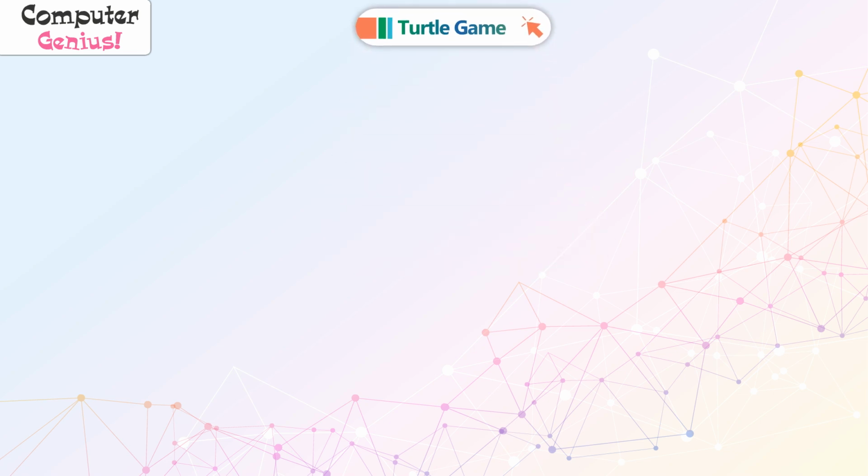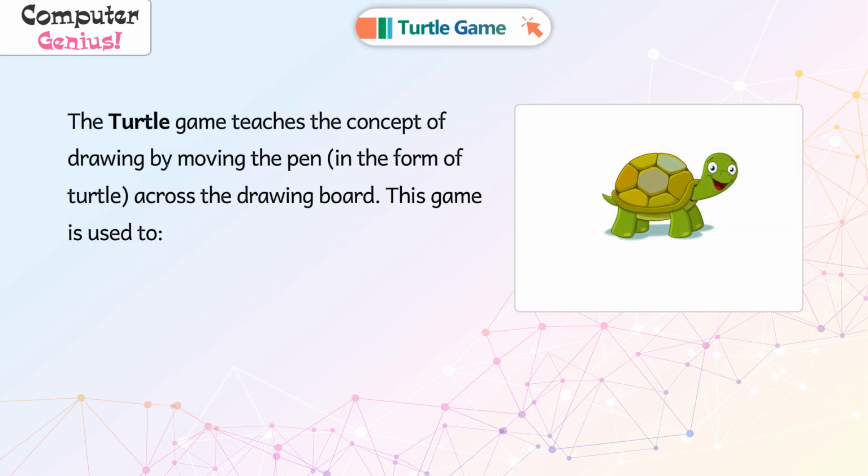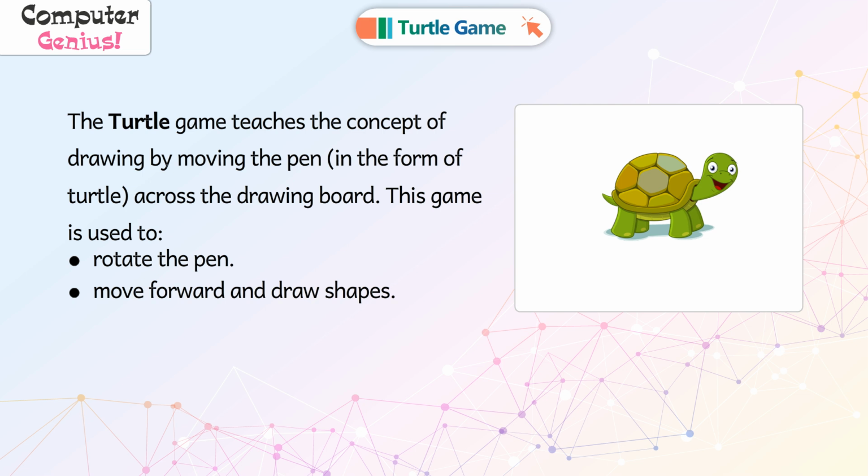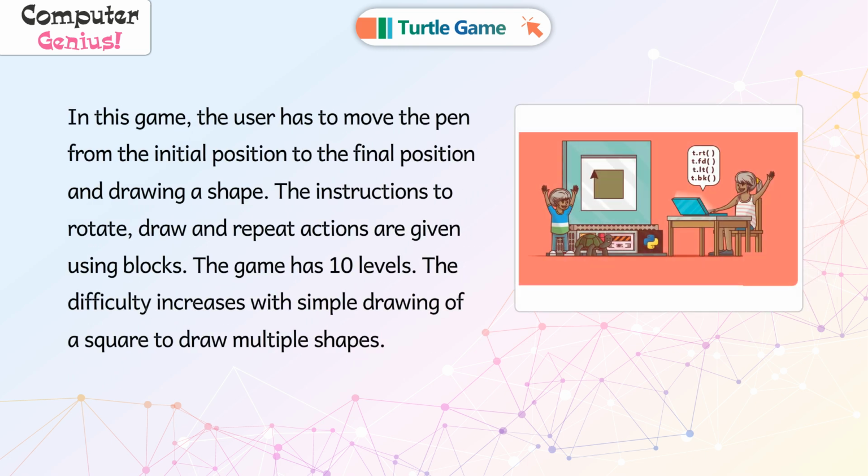Turtle game. The turtle game teaches the concept of drawing by moving the pen in the form of a turtle across the drawing board. This game is used to rotate the pen, move forward and draw shapes, and repeat actions using loops. In this game, the user has to move the pen from the initial position to the final position and draw a shape. The instructions to rotate, draw, and repeat actions are given using blocks.